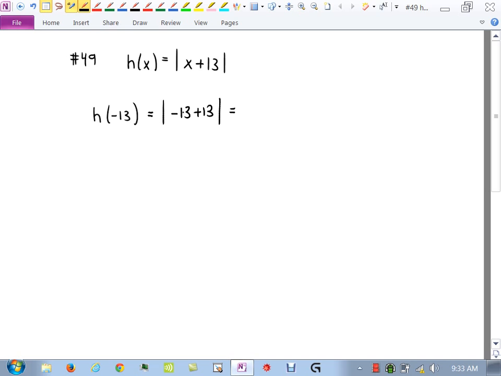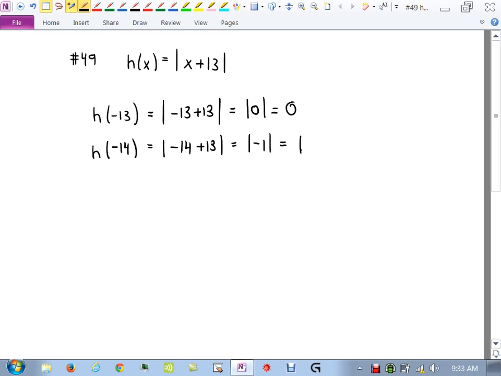Okay. You treat the absolute value like a parenthesis, so you do everything in it first. So negative 13 plus 13 gets 0, and then the absolute value of 0 is just 0. And then the next one was negative 14, right? So again, you do the negative 14 plus 13 first, which is negative 1, but it's inside the absolute value, so the absolute value of negative 1 is 1. Just remember you do what's inside. Do it all first if you can. I mean, sometimes we can't do everything if there's a variable in there or something.